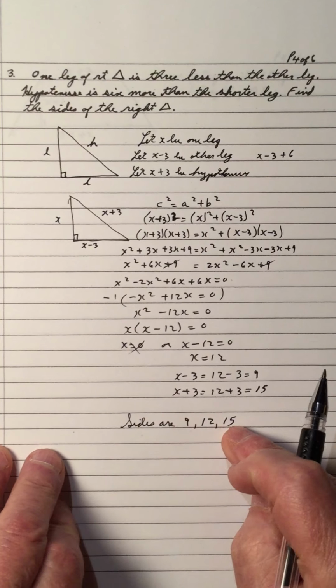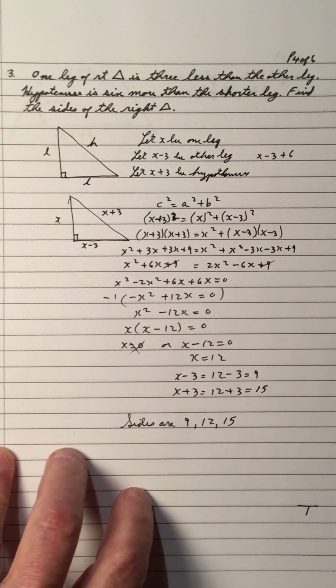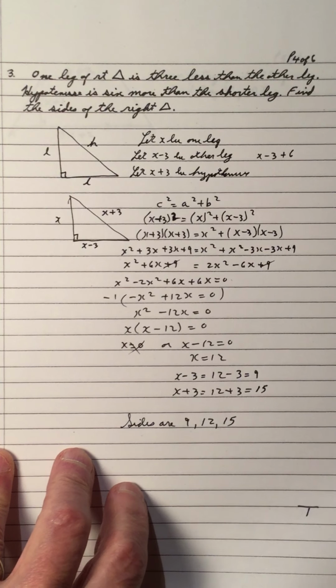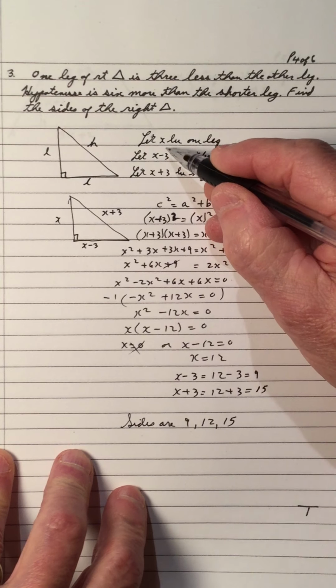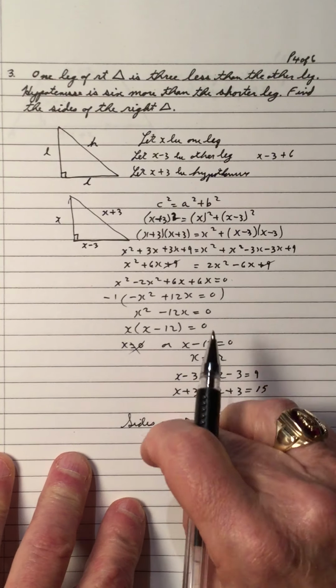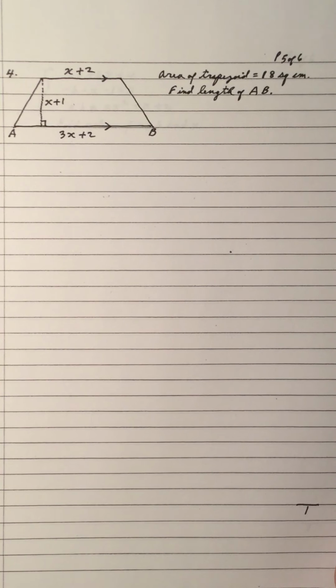Notice 0 is omitted because you can't have 0 for the length of a side. Or if you put 0 here, you can't have negative 3. Anyway, if you have these answers, give yourself a mark. And we have another one.